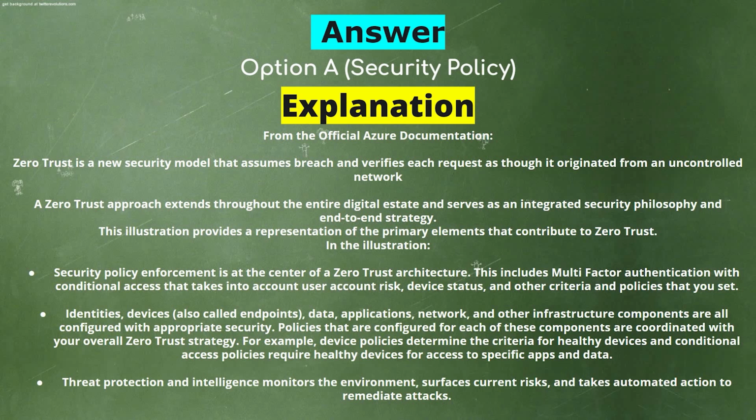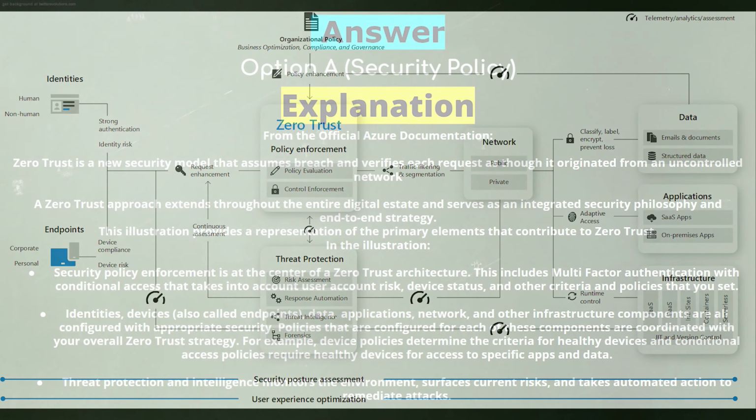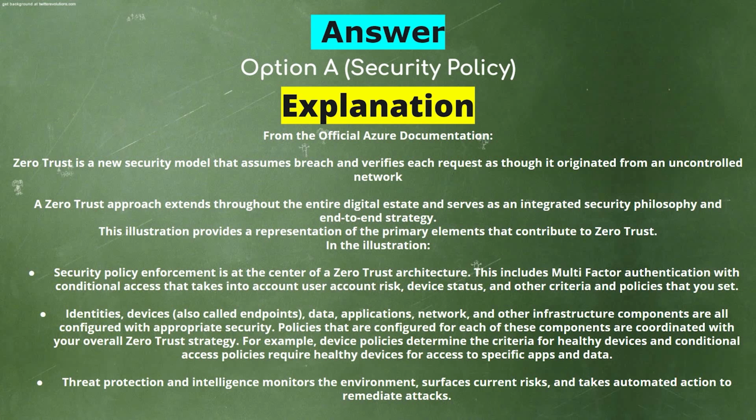originated from an uncontrolled network. A zero trust approach extends throughout the entire digital estate and serves as an integrated security philosophy and end-to-end strategy. This illustration provides a representation of the primary elements that contribute to zero trust. In the illustration, number 1, security policy enforcement is at the center of a zero trust architecture.